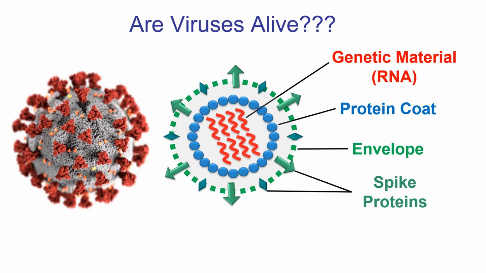They're not considered to be alive because they don't have a metabolism. They can't do anything on their own. They don't have the enzymes they need to replicate. They can't divide on their own. They can't really do anything on their own. And when a virus is outside of a cell, it's just sitting there. It's inert. It's inactive. It's not doing anything.